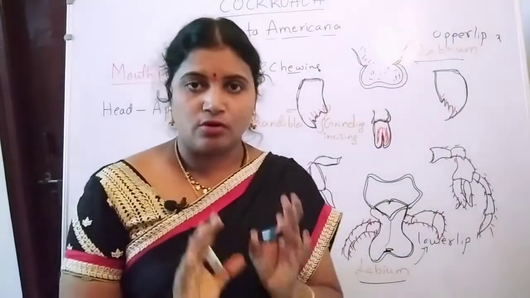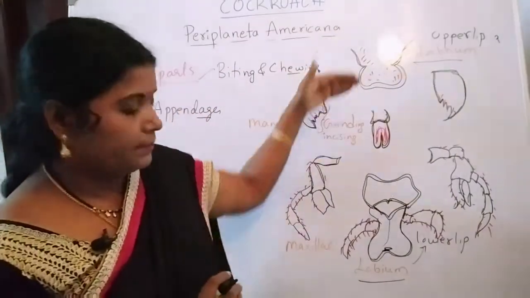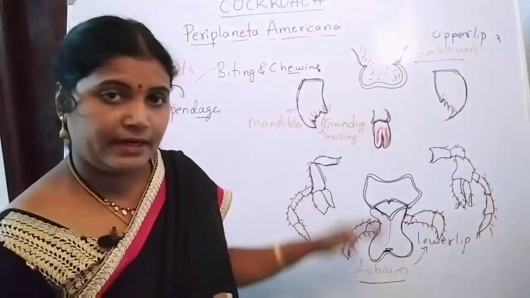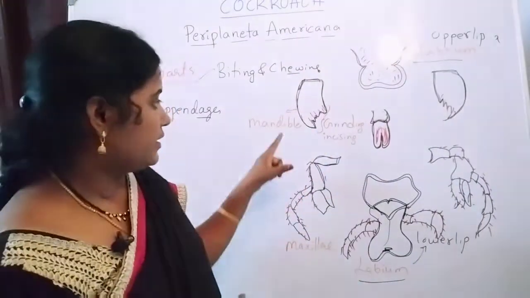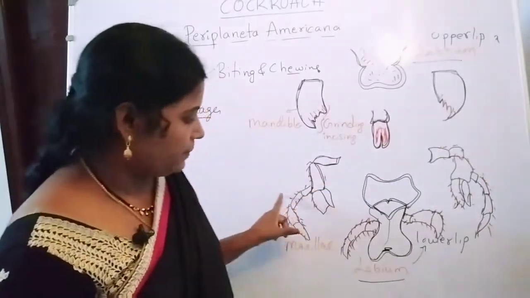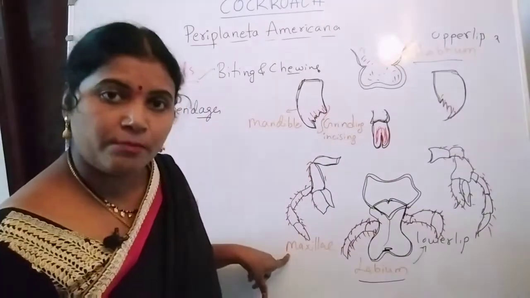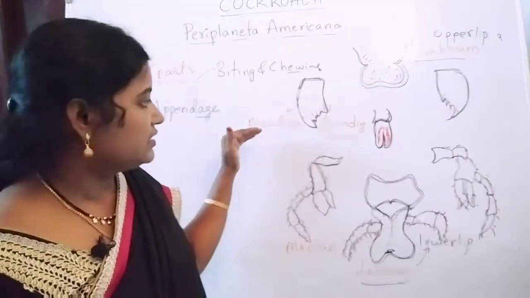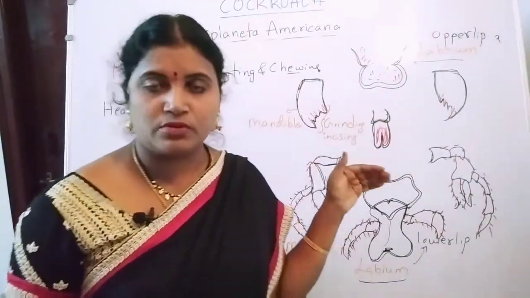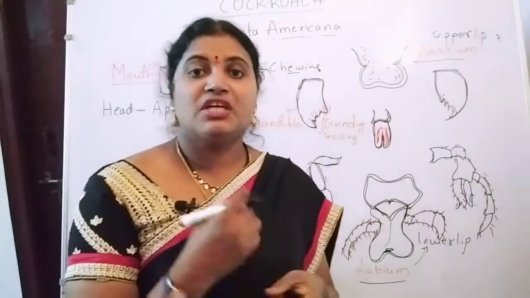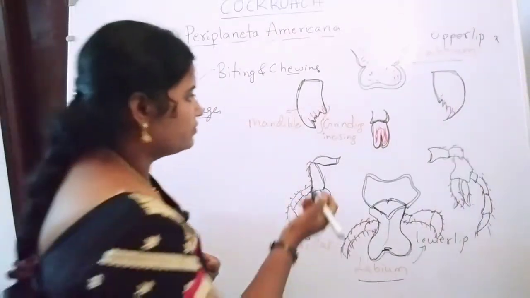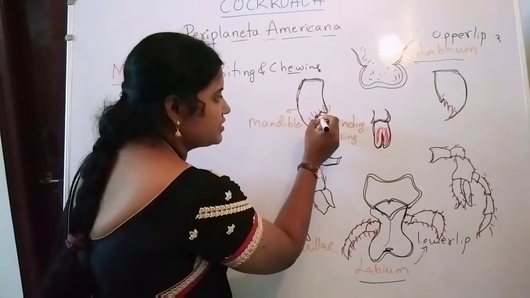Along with that, it also contains the upper lip, lower lip, labrum and labium, and also a pair of mandibles and a pair of maxillae structures. So these mandibles are responsible for the biting and grinding purpose because of their special structures.